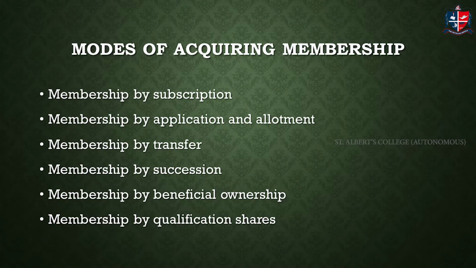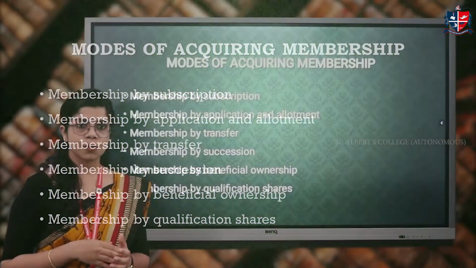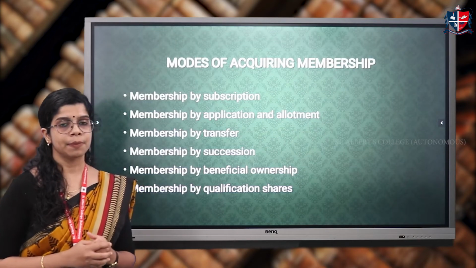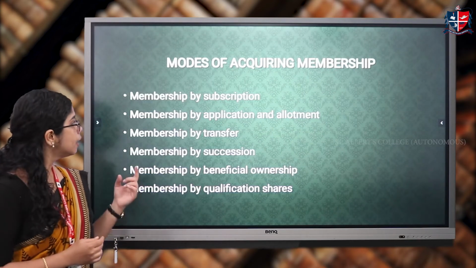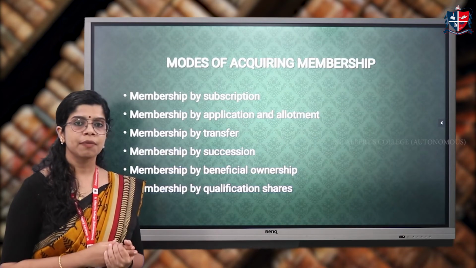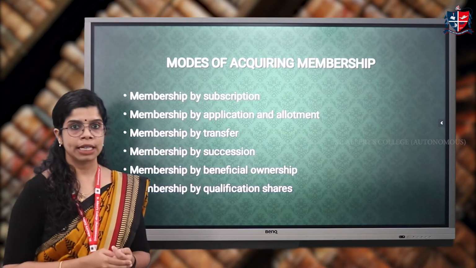Now, what are the different modes by which membership can be acquired? The first mode is membership by subscription. Every subscriber to the memorandum of association is supposed to hold shares in a company. So if you subscribe to the memorandum of association, then membership is acquired by subscription. Number two, membership by application and allotment. That is the most common way by which membership can be acquired in a company.